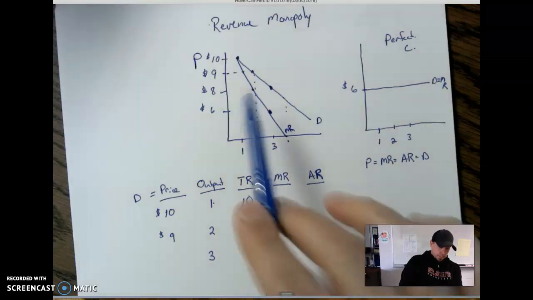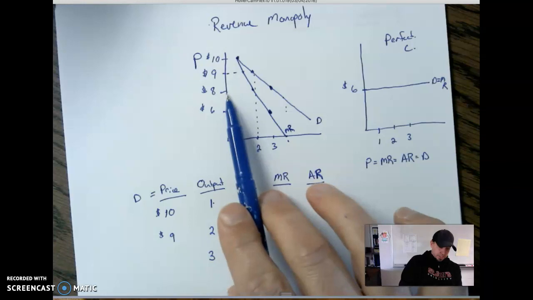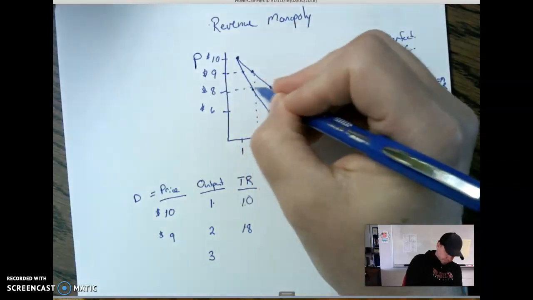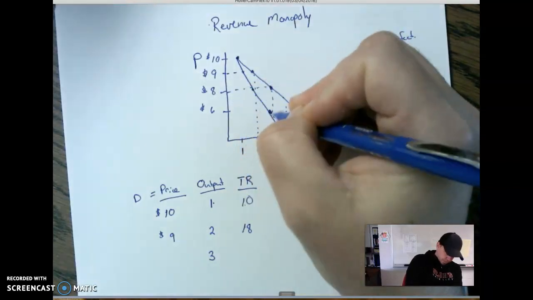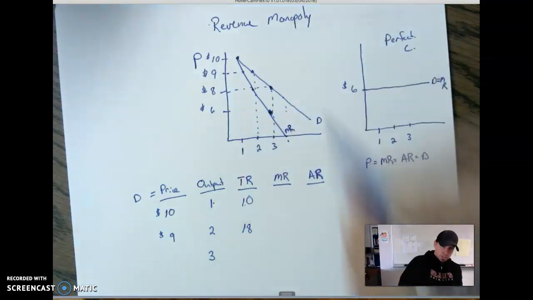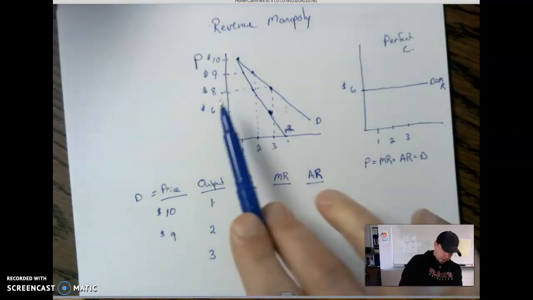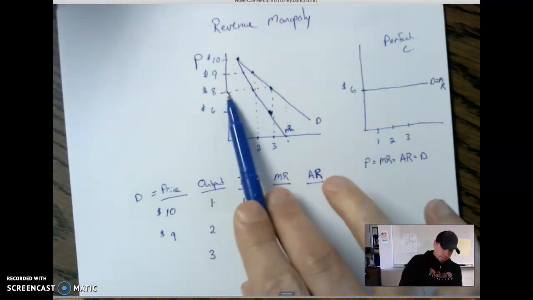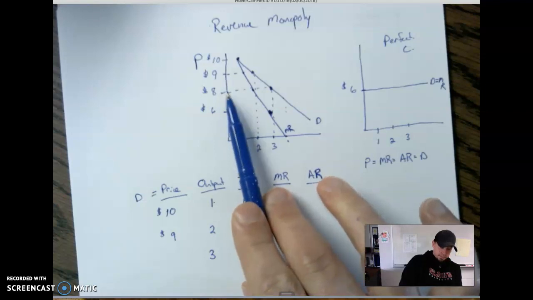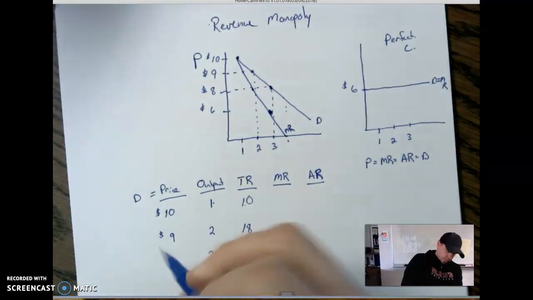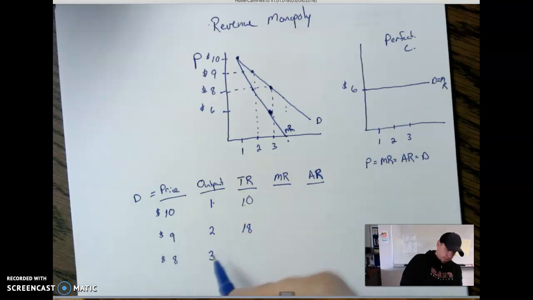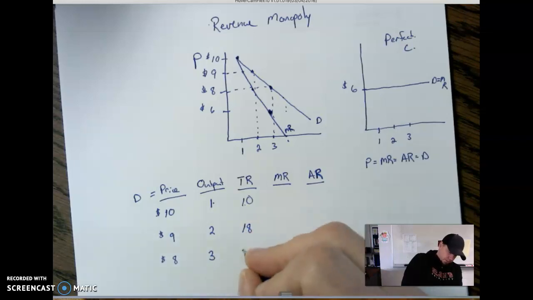If I go to sell my third unit, that's not really drawn to scale there, but close. My third unit, I have to lower the price to 8 for all three. So I've got a price of $8. I can sell 3. 3 times 8 is 24.